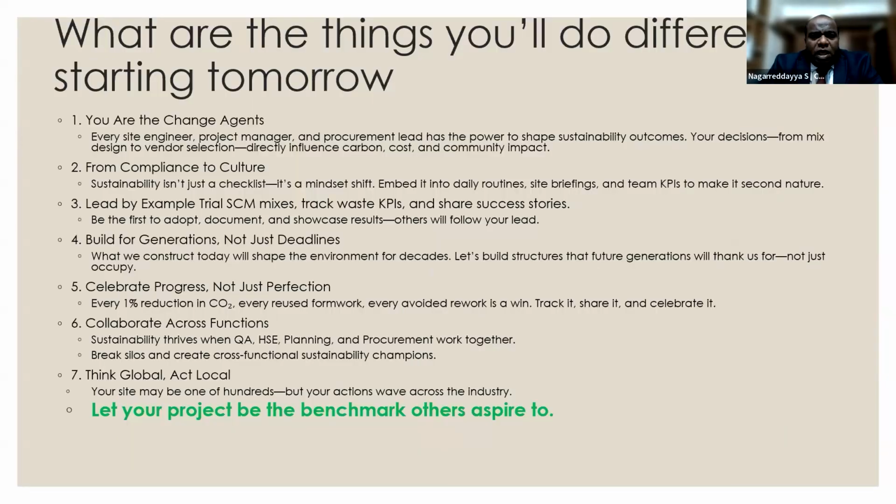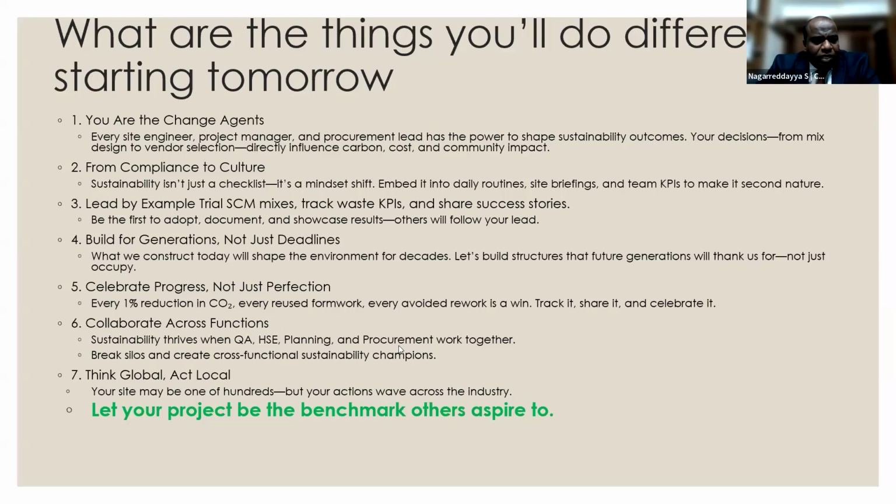The thing we have to take from here is that we all have to act as change agents. From now, we need to educate the project's personnel to work with sustainable materials and SCMs, to bring this culture into the projects. We have to drive this as a culture, adopting sustainable materials, SCMs especially, and let us build it for future generations. Celebrate progress, not only perfection.